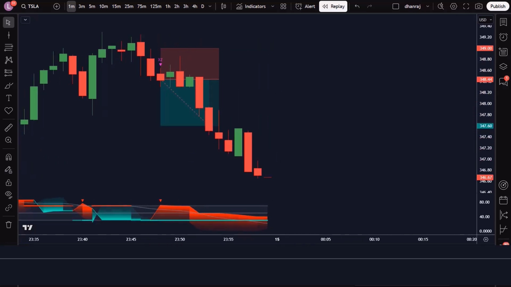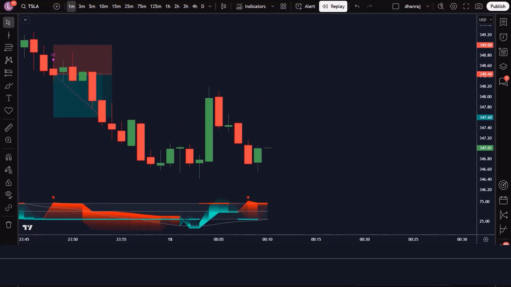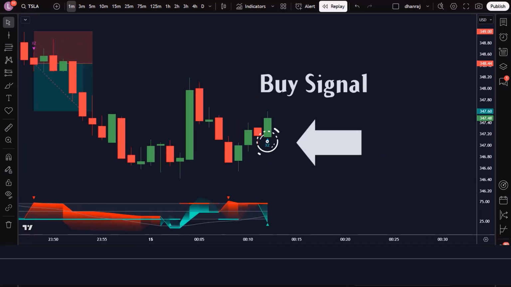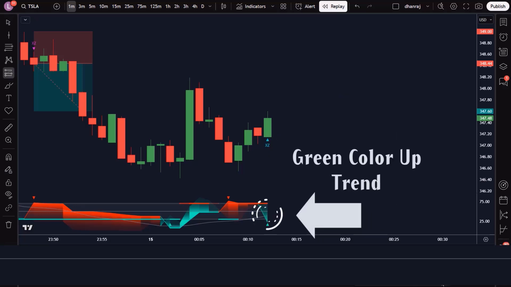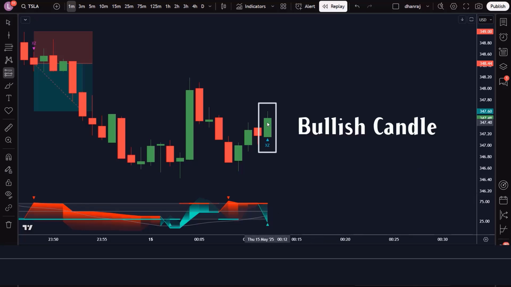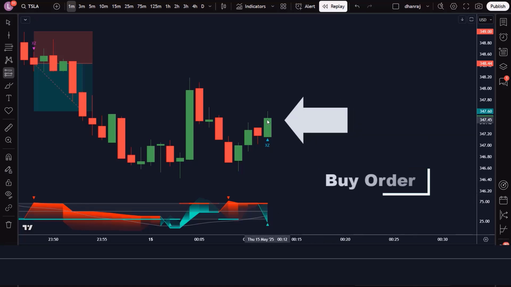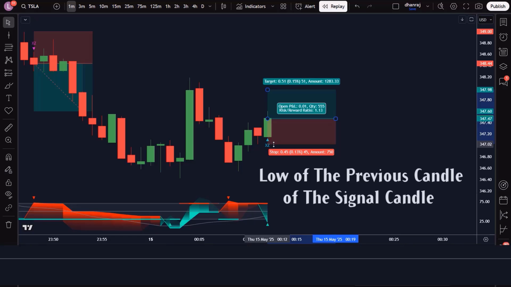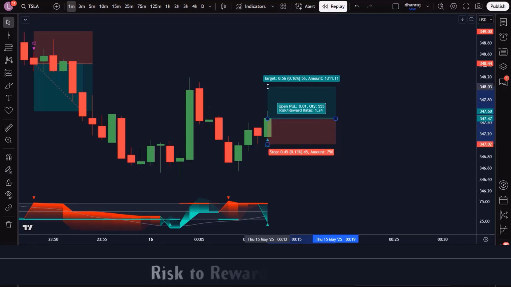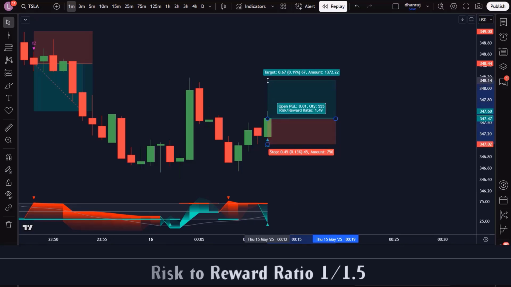Let us now understand the long position. When the QQE cross indicator gives us a buy signal, when the super trended RSI indicator is green color uptrend, and when the market forms a bullish candle, if this condition is fulfilled, then we will place a buy order. Our stop loss is to be placed at the low of the previous candle of the signal candle. And the risk to reward ratio will be 1:1.5.